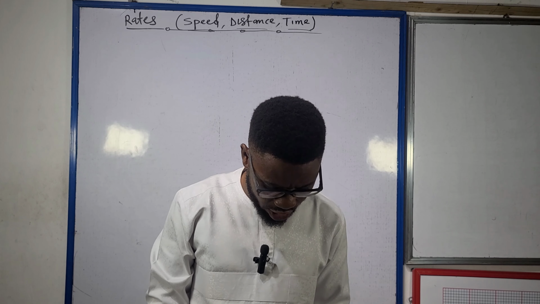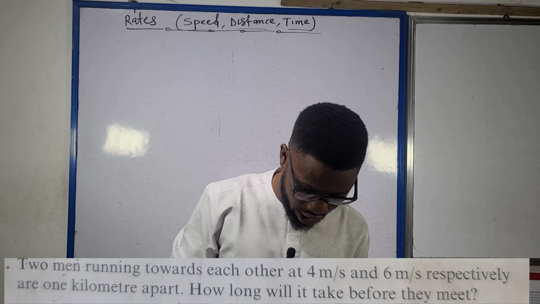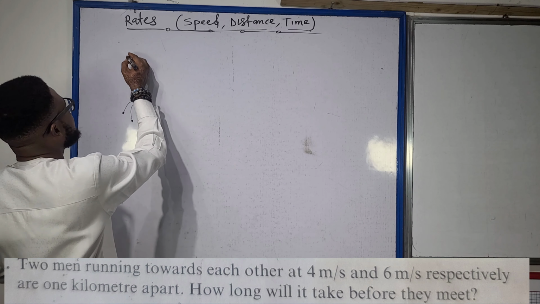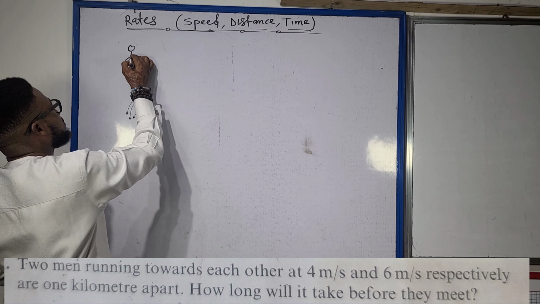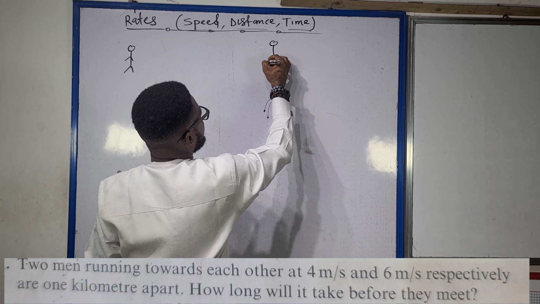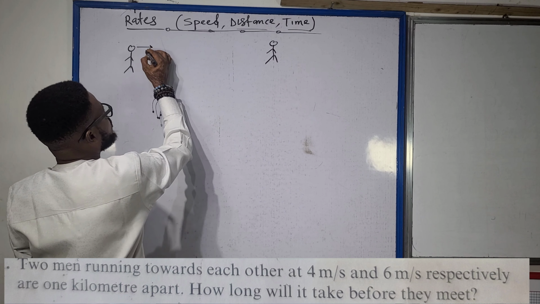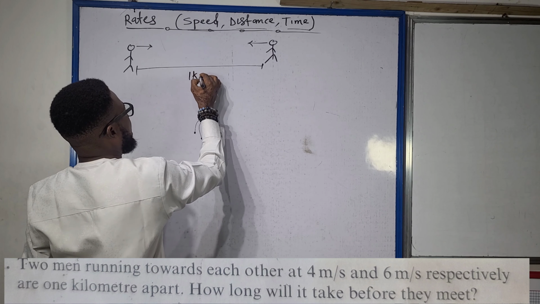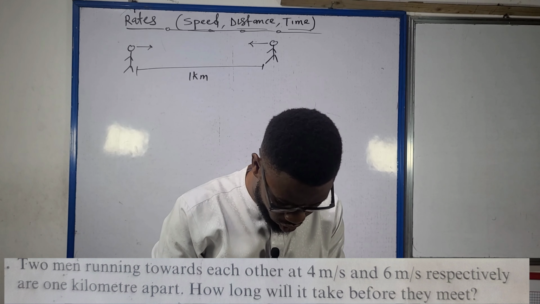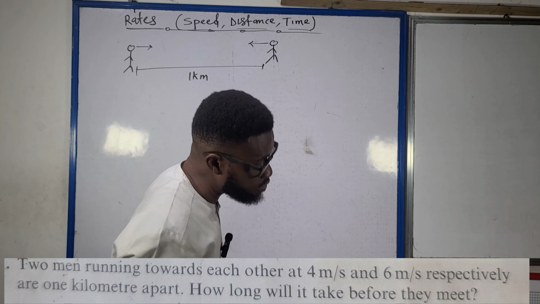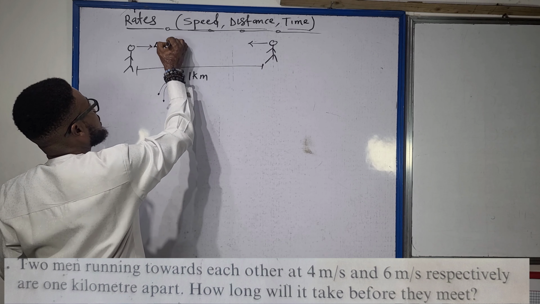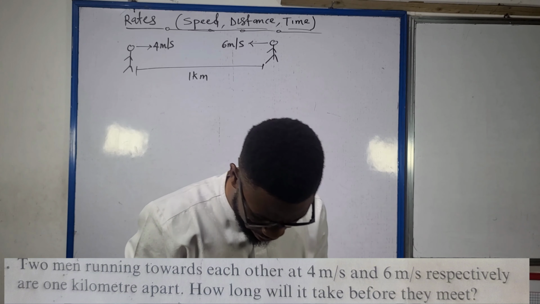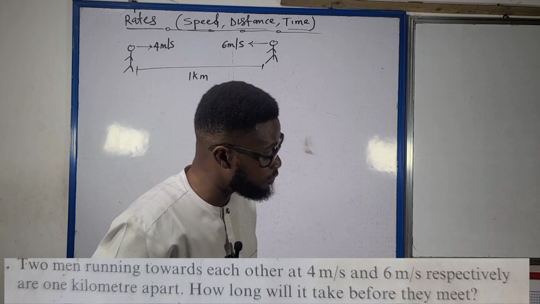Okay, moving on. We have another question. Two men running towards each other at 4 meters per second and 6 meters per second respectively are 1 kilometer apart. Let's say these are the two men running towards each other, running this way, running this way. They are 1 kilometer apart. 4 meters per second and 6 meters per second, running towards each other. How long will it take before they meet?